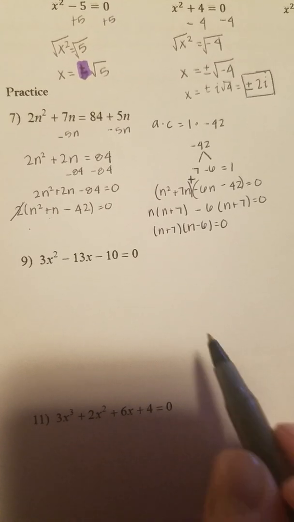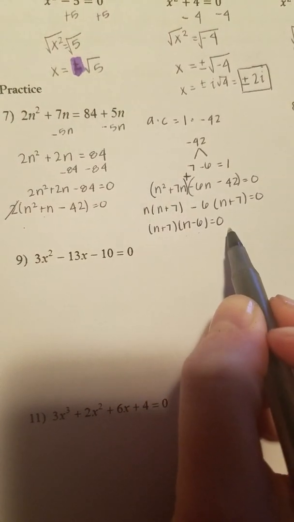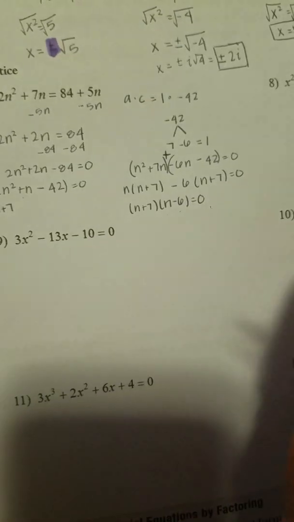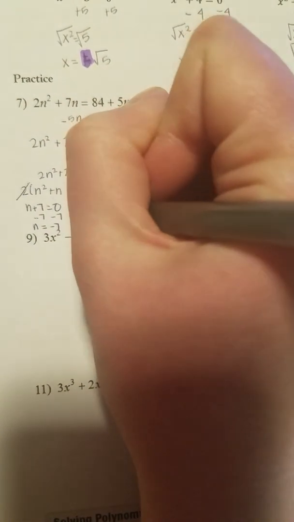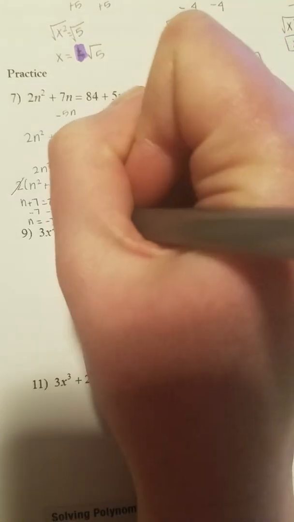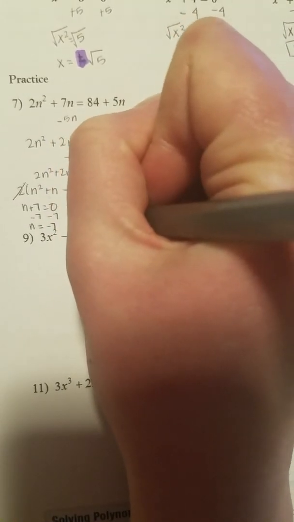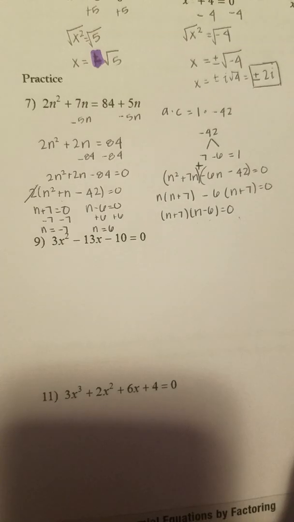Okay, here we are at n plus 7 times n minus 6 equals 0. I'm going to bring this back over here, and I'm just going to set each factor equal to 0, because that's what we do when we solve by factoring. So n plus 7 equals 0, and n minus 6 equals 0. And we solve for n in both of these equations. So we have to subtract 7 from both sides. And then we have to add 6 to both sides. So n equals negative 7, and then n equals 6.